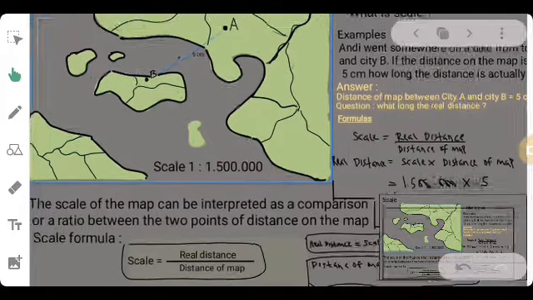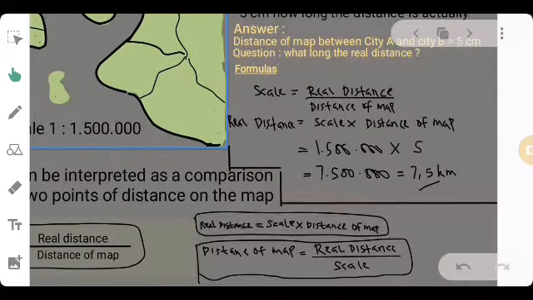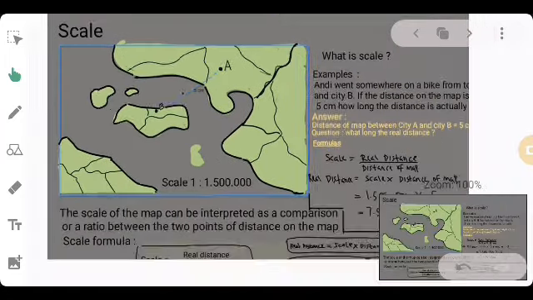The scale of the map can be expressed as the comparison, or the ratio, between the distance on the map and the real distance. The formula: scale is real distance over distance on the map. The general formulas: the real distance is scale times distance on the map, and distance on the map is real distance over scale. These three formulas are very important to solve scale-of-the-map problems.